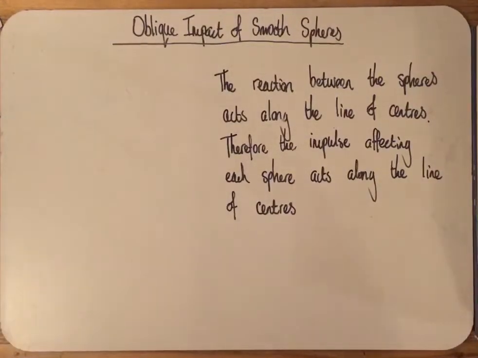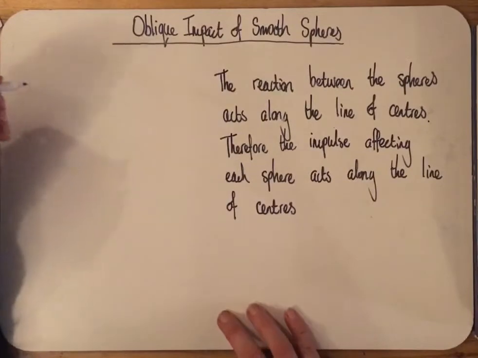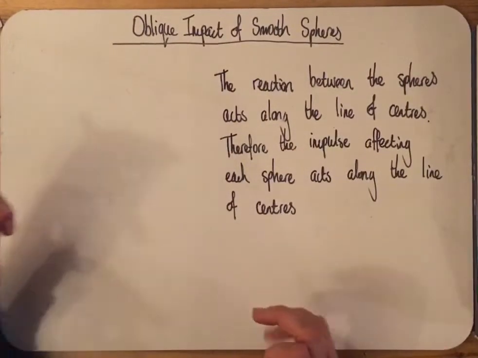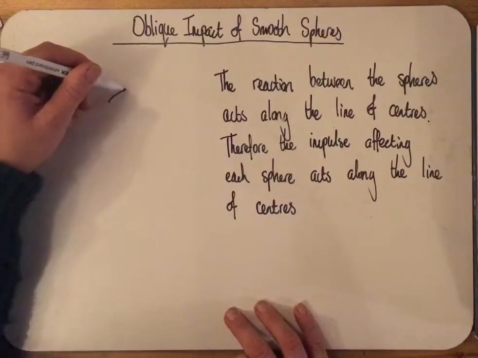Okay, we're going to look at oblique impact of smooth spheres. So keeping things quite simple, no friction. And this really does lead on from results that you found already and the stuff we were doing last year on collisions as well.